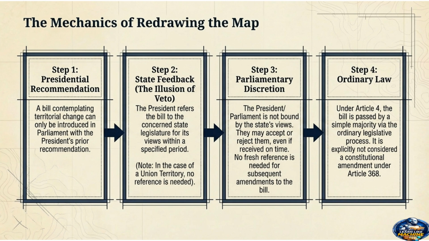Now let us understand the process. Step 1. A bill is introduced in Parliament. Step 2. President sends it to the concerned state legislature for opinion. Important point. State consent is not compulsory. Only opinion is asked. Permission is not required. This is a common exam trick. Step 3. Parliament passes the bill by simple majority. Step 4. President gives assent. Done. Usually no constitutional amendment is needed, because Article 4 allows related changes.